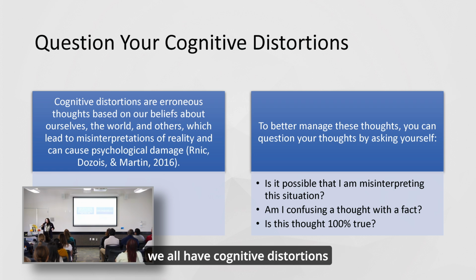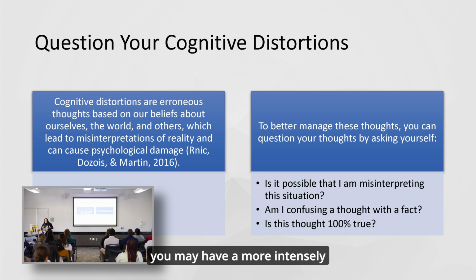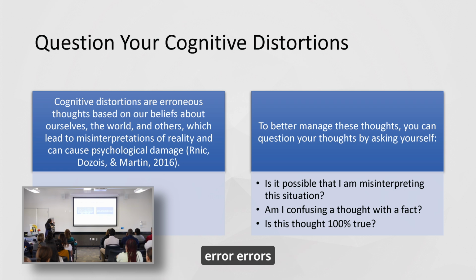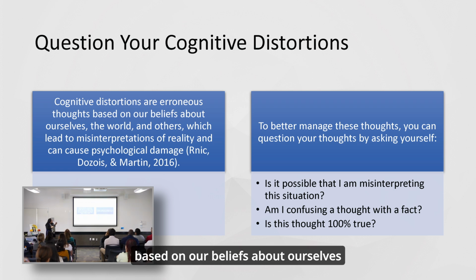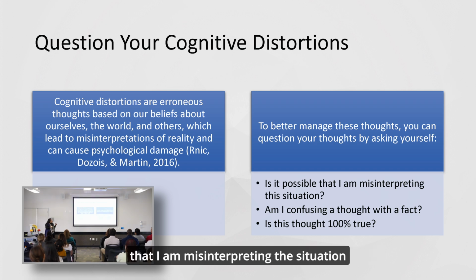We all have cognitive distortions. Catastrophizing is a cognitive distortion. But again, some of us, if you have a mental illness, may have it more intensely, more difficult to deal with. Cognitive distortions are erroneous thoughts based on our beliefs about ourselves, the world, and others, which lead to misinterpretations of reality and can cause psychological damage. To better manage these thoughts, you can question them by asking yourself, is it possible that I am misinterpreting this situation? Am I confusing a thought with a fact? Is this thought 100% true?